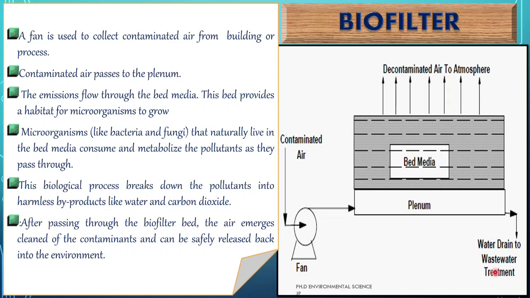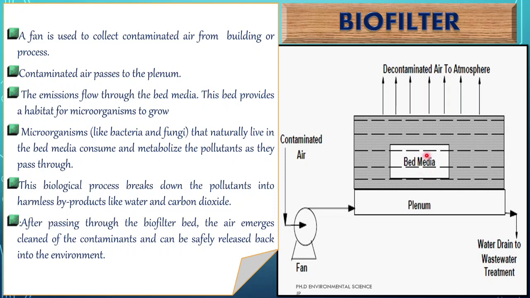A fan is used to collect contaminated air from the building or process. If the air is too hot, too cold, too dry, or too dirty, it may be necessary to pre-treat the contaminated air stream to obtain optimum conditions before introducing it into the bioreactor. Now the contaminated air is directed into the plenum chamber. This chamber distributes the air evenly across the bed of the biofilter.